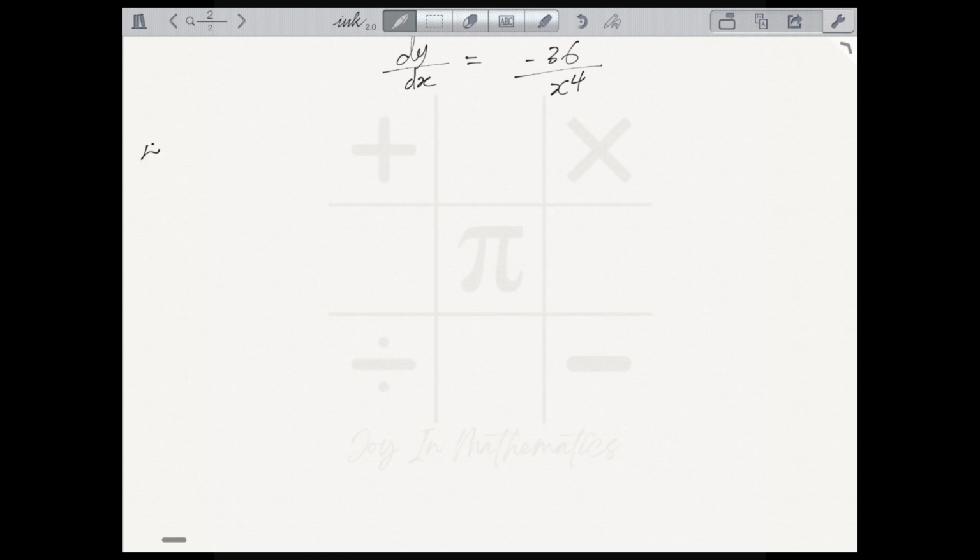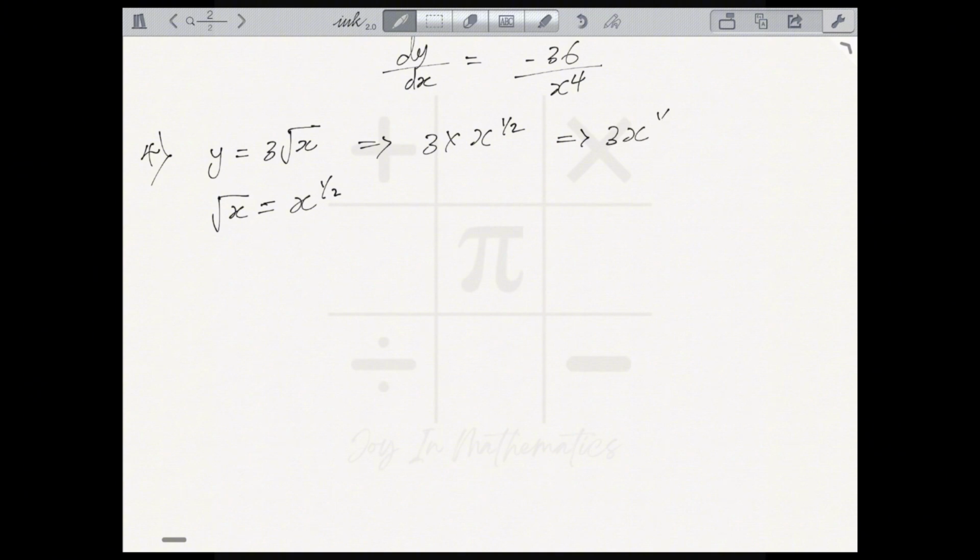Let's try another example. y is equal to 3 root x. According to the law of indices, root x is equal to x raised to power half. Therefore, 3 root x is 3 multiplied by x raised to power half, and this will give us 3x raised to power half. Now, if y is 3x raised to power half, I want you to evaluate dy/dx. I want you to try that. Pause the video.